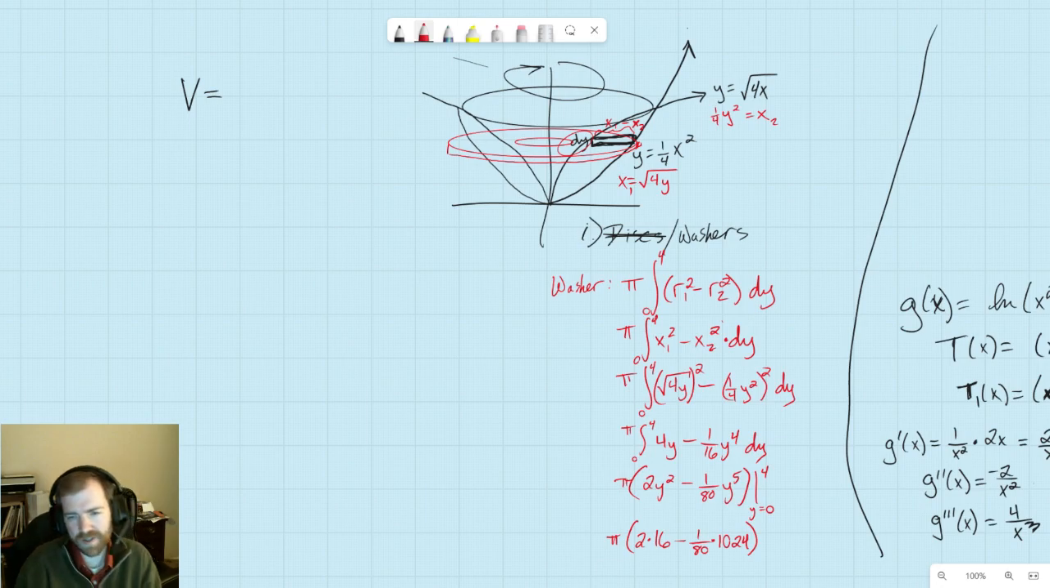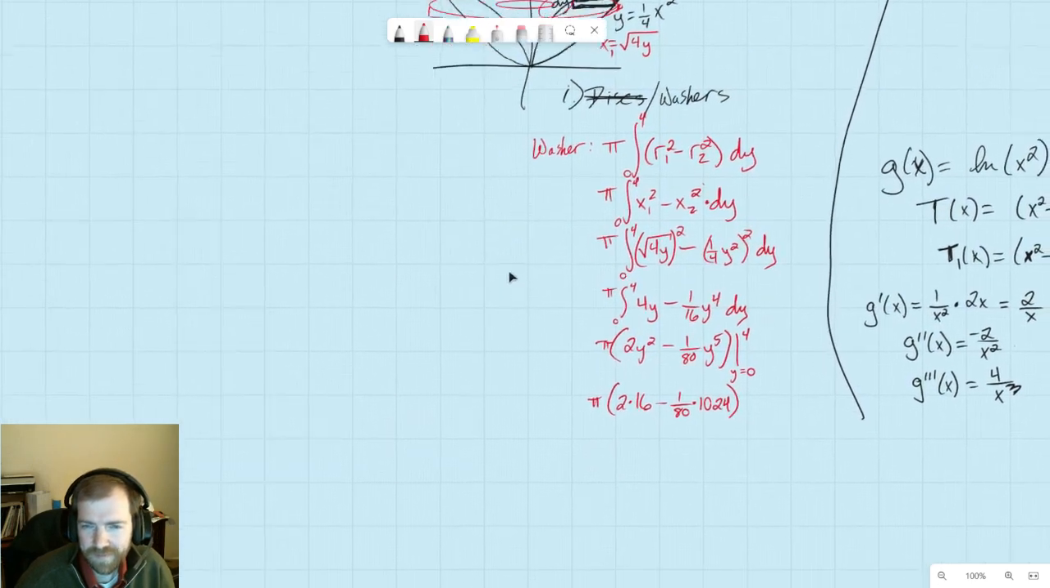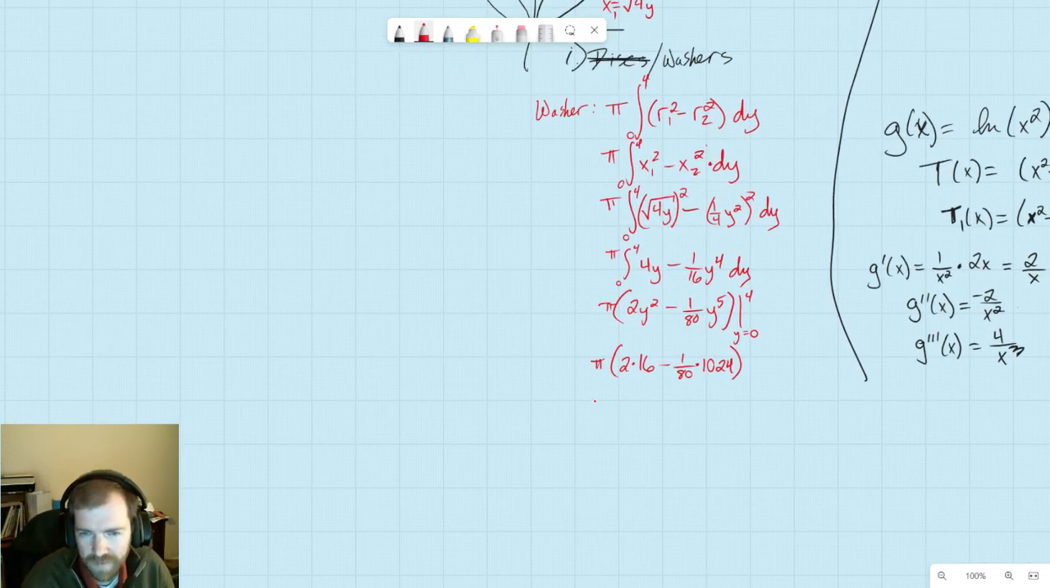How much is 1/80th of 1024? 64 over 5 is 12.8. Oh, okay. Good. It's a small number, relatively. So this is pi times 32 minus 12.8. So here, this is going to be 19.2 times pi. And that's units cubed.